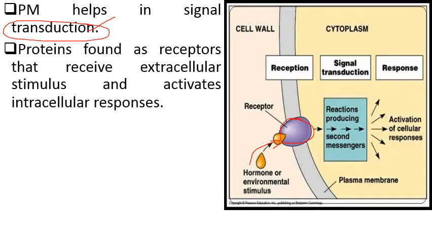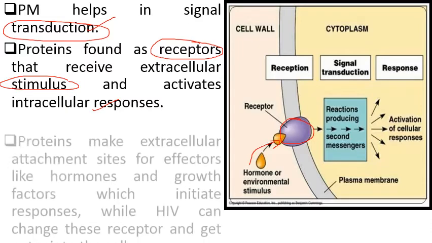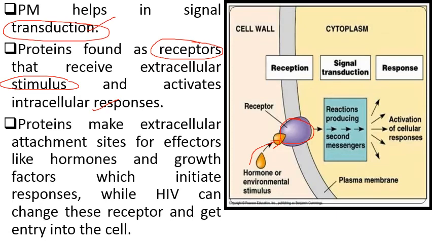So proteins are found as receptors. There are some proteins which act as receptors that receive extracellular stimulus and activate intracellular responses. These respond to extracellular stimuli and activate cells to respond to those particular stimuli. Proteins make extracellular attachment sites for effectors. Effectors are basically stimulators, like hormones and growth factors, which initiate various responses inside the cell.